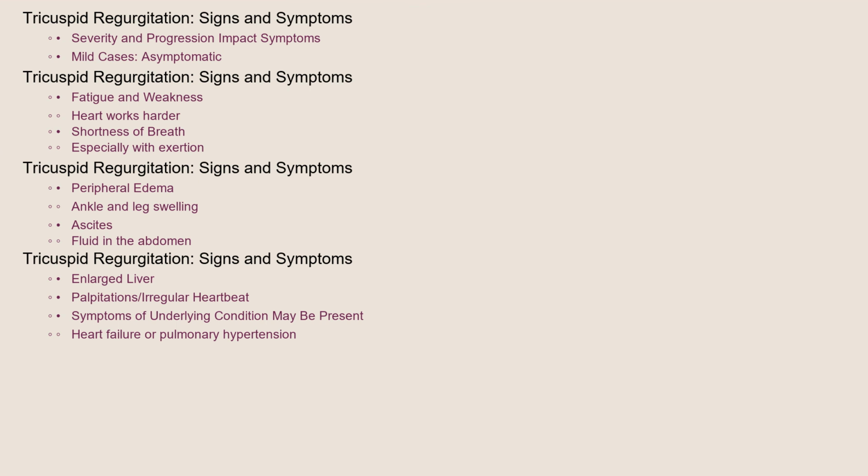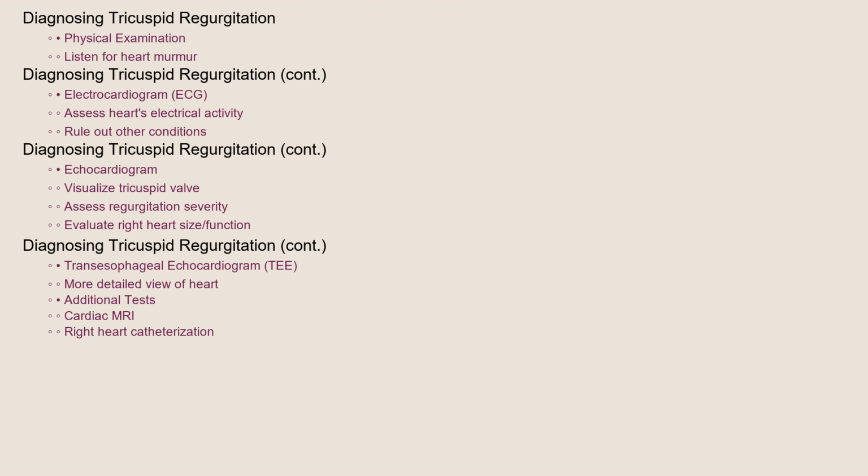It is important to note that symptoms associated with the underlying condition causing the regurgitation may also be present, such as those related to heart failure or pulmonary hypertension. Diagnosing tricuspid regurgitation typically involves a combination of physical examination and diagnostic testing. During a physical exam, a doctor may listen for a heart murmur, which is an abnormal sound caused by the backflow of blood.